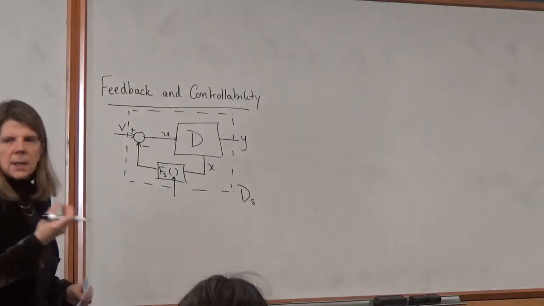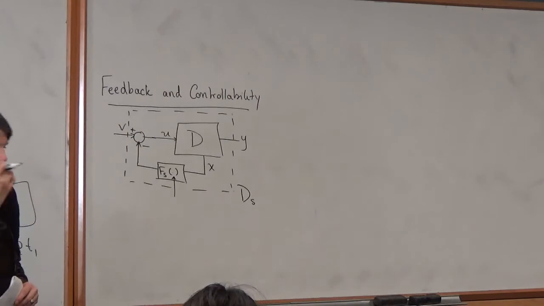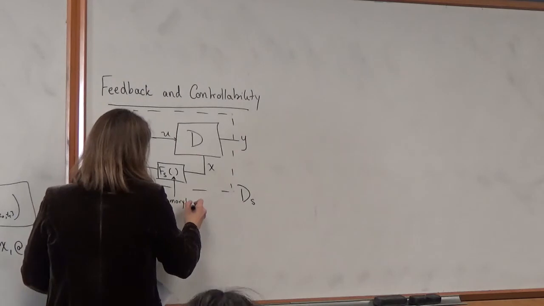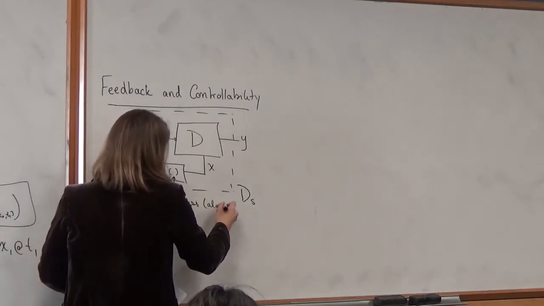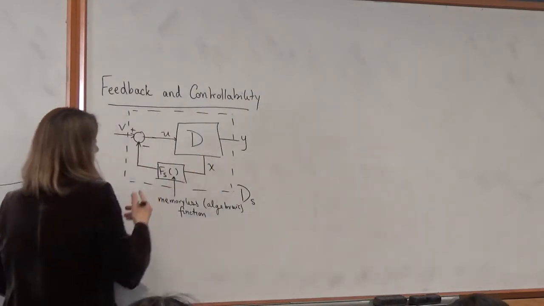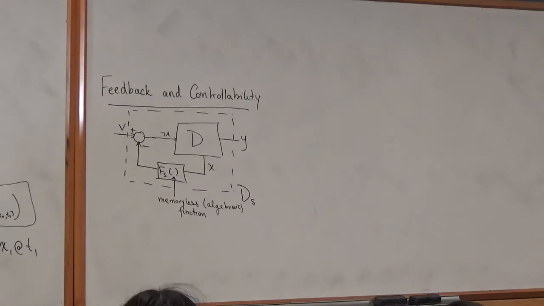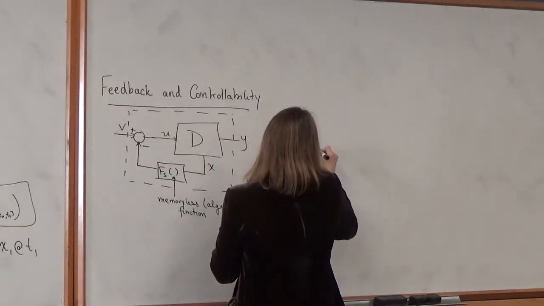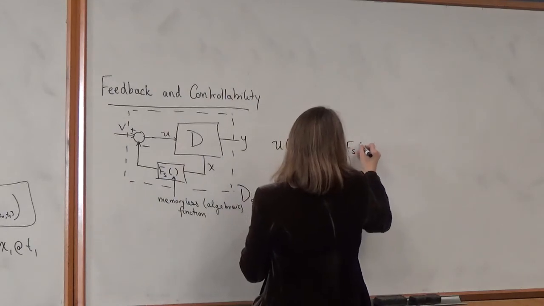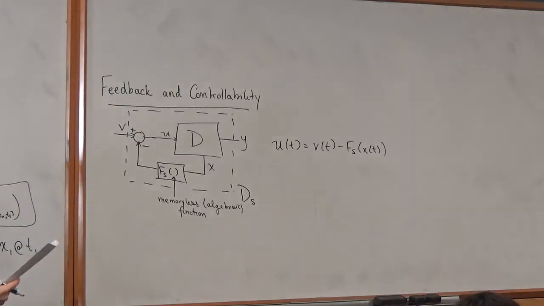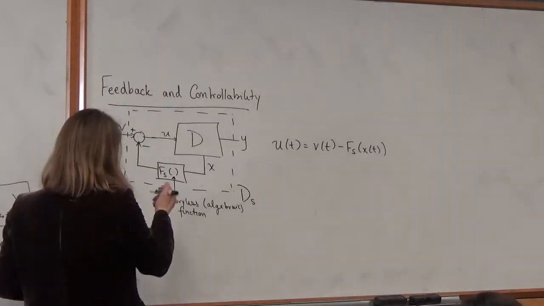This is just an algebraic function. It's like our matrix K that we computed for the LQR, but it could be a nonlinear function. The only thing I'm interested in here is that it's memoryless and doesn't have any dynamics. It assumes that we have access to the state, though. So here, u at time t is equal to v at t minus Fs of x of t. That's one feedback loop that we've been interested in, and we will be interested in.